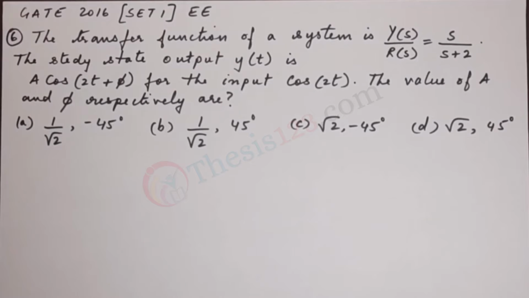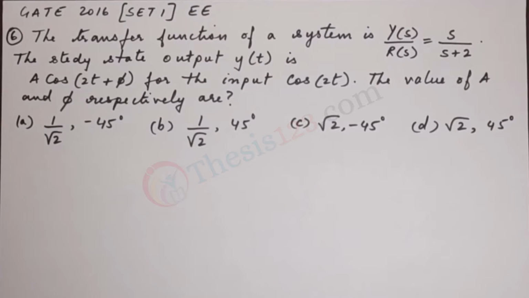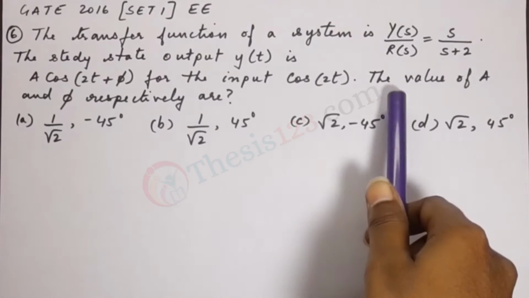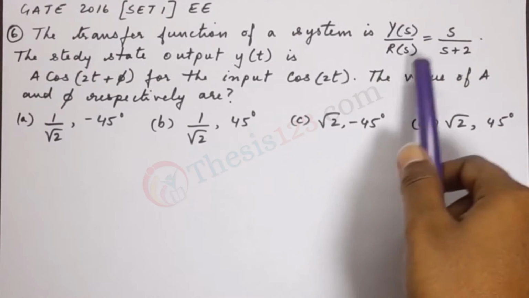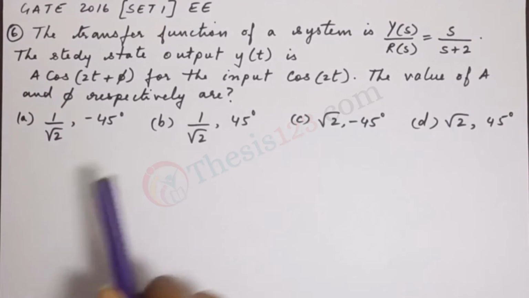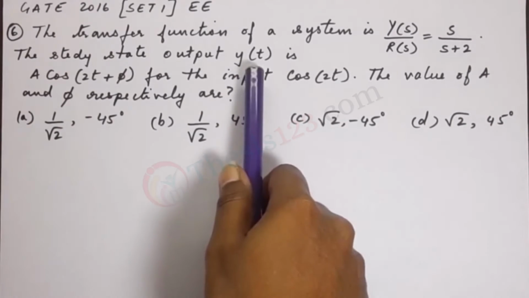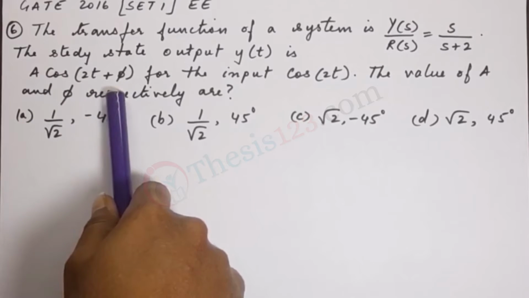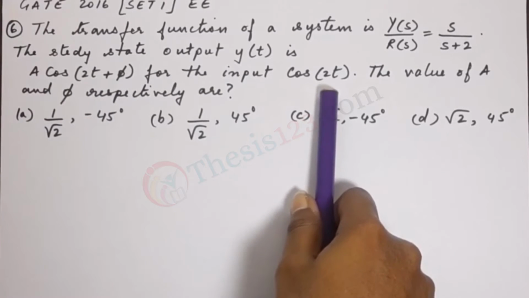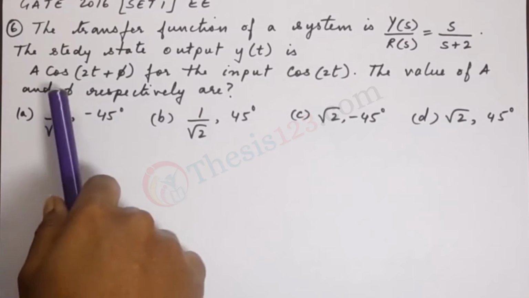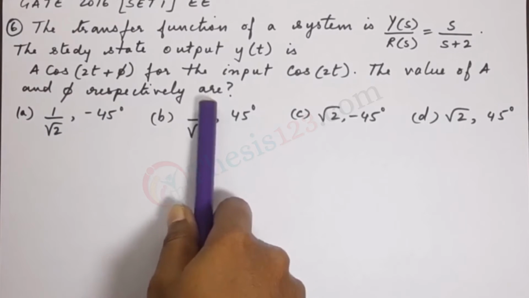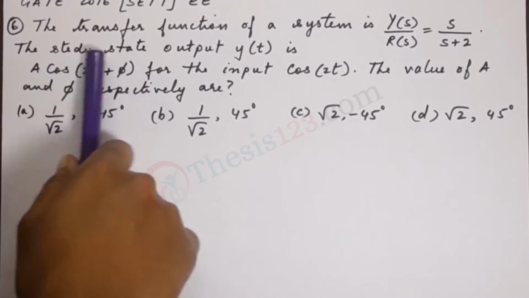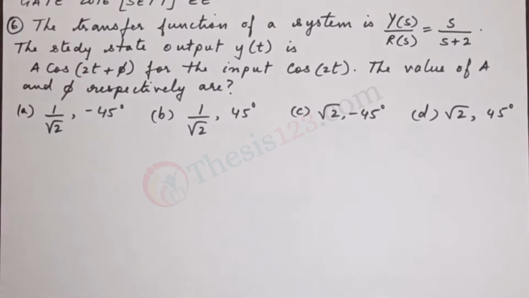Welcome back. Here's the sixth question. It says the transfer function of a system is Y of s divided by R of s, transfer function, s by s plus 2, and the steady state output y of t is A cos(2t plus phi) for the input cos 2t. The values of A and phi respectively are. So we are supposed to find out what A and phi are in the output given, y of t.